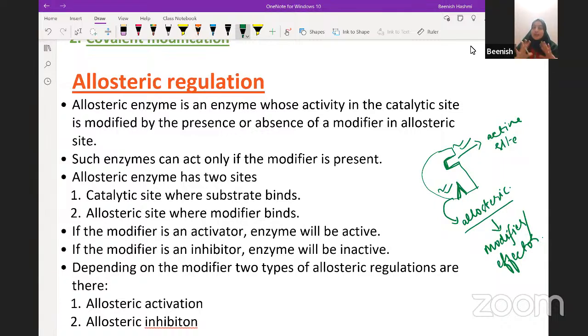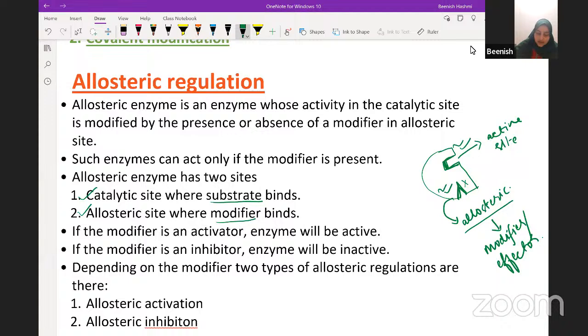So your allosteric enzymes have two sites. One is the catalytic site and the other is the allosteric site. Such enzymes can act only if the modifier is present. If the modifier is not present in this allosteric site, this enzyme is not going to act. Like I said, enzymes have two sites. It has a catalytic site where the substrate is going to bind, and it has an allosteric site where the modifier is going to bind.